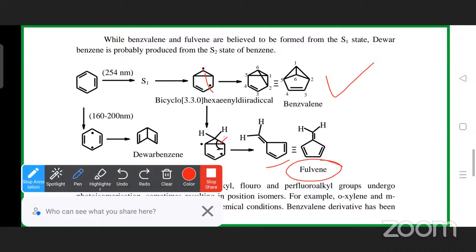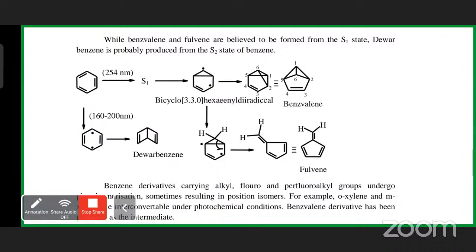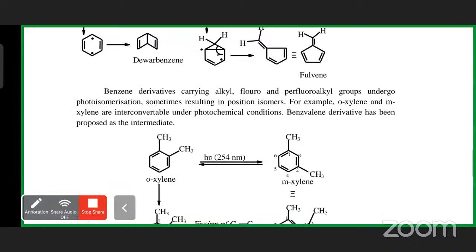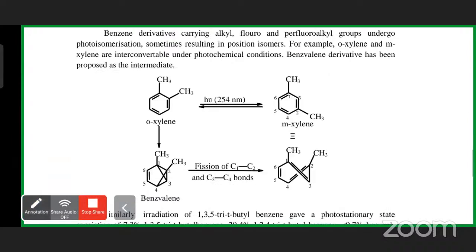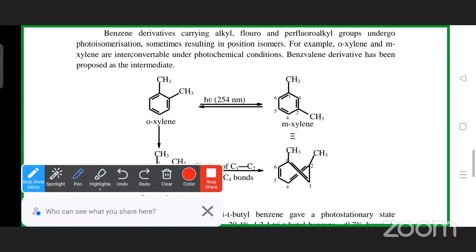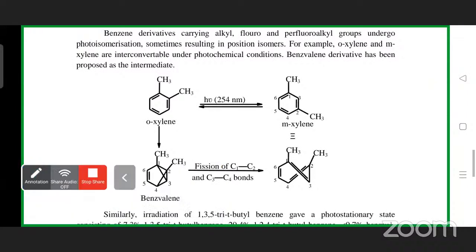Or one more possibility: at the lower wavelength, 162 to 200 nanometer, what is happening here is a rearrangement of the pi electrons, and it leads to the formation of Dewar benzene here. So like that, benzene gives the various photo isomerization products of benzene.